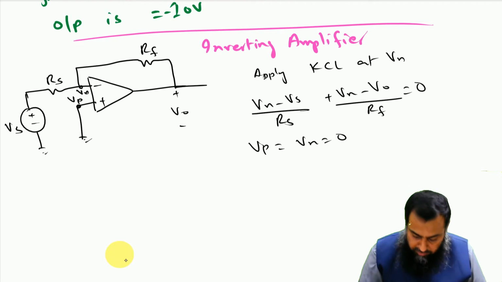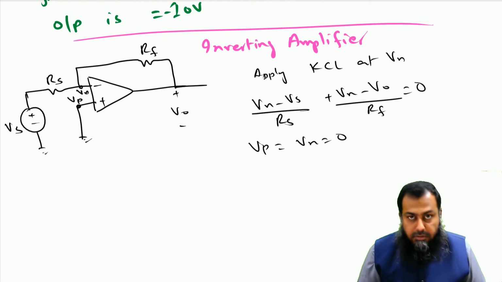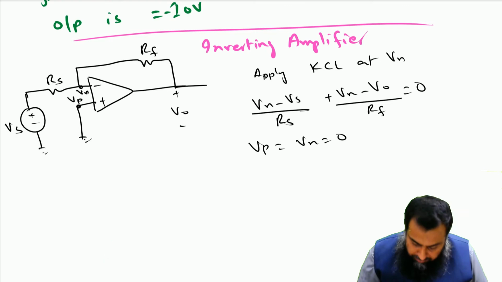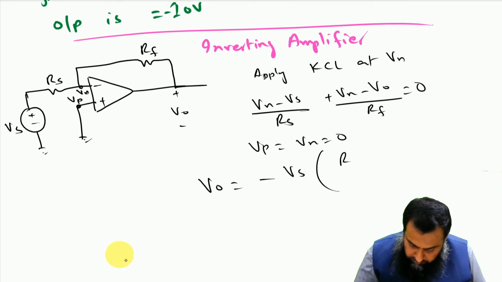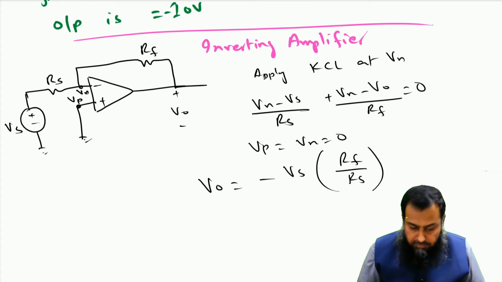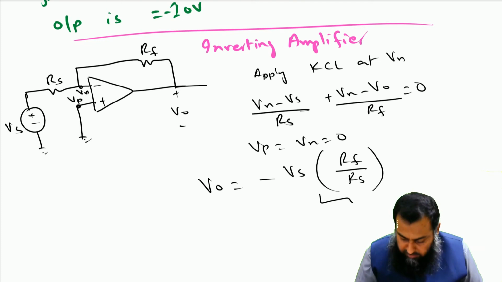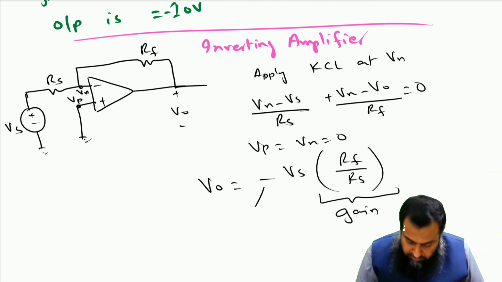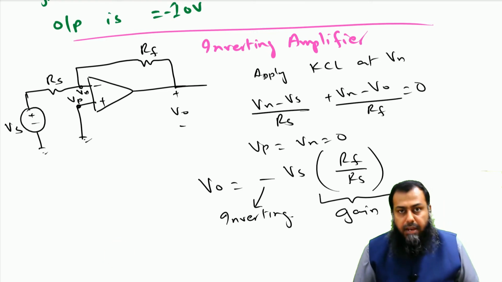and thereafter if I try to establish a relation between the input and the output, then V naught is equal to minus Vs into Rf over Rs, right, where this Rf over Rs decides the gain of this particular amplifier. And because of this negative sign, we have an inverting output, and hence this type of amplifier is known as an inverting amplifier.